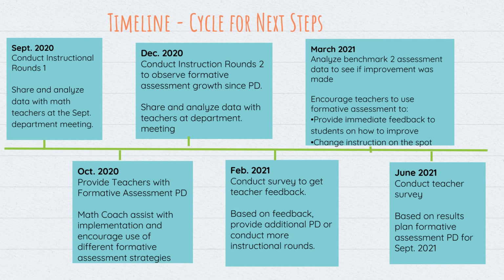To implement the next steps for this action research project, initial instructional rounds will be conducted in September. Teachers will gather data about the types of formative assessments they see in their colleagues' classrooms. Data will be shared out at the department meeting. In October, formative assessment professional development will be provided to all math teachers. The second cycle of instructional rounds will occur 6 to 8 weeks after professional development.